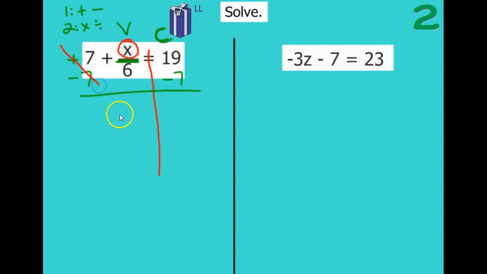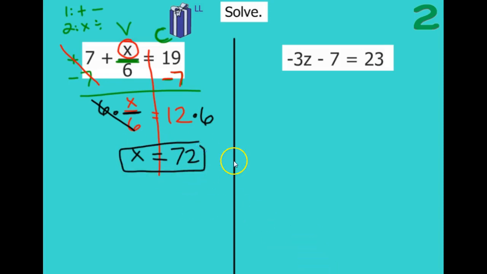So 7 minus 7 is 0. We have x divided by 6. All I did was rewrite that. And 19 minus 7 should give us 12. And then last, the opposite of this line, which means divide, is multiply. So we're going to multiply both sides by 6. 6 over 6 is just 1. So 12 times 6 should give us 72.